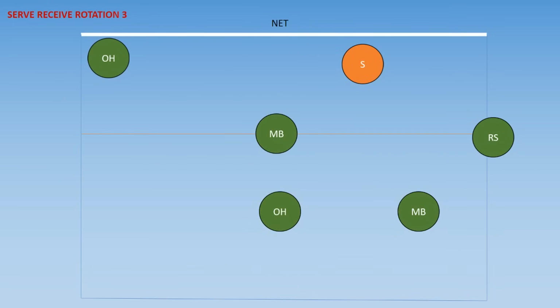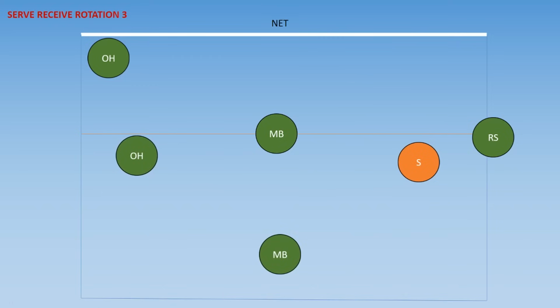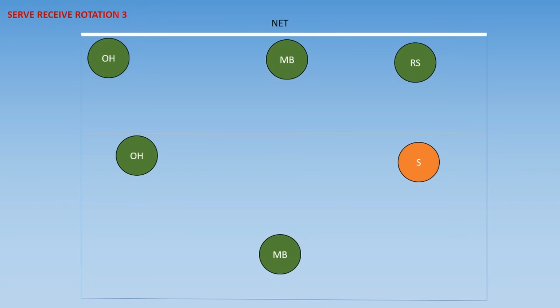Now we have to switch. So this one, we have to figure out where everyone needs to go. The outside hitter needs to come here, middle blocker over here, and the setter just needs to get back to pass. And that should be it. So here we got that. These two players are going to get up to block, and we're back in base position.